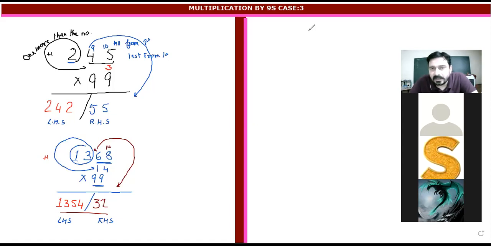Let us take the other way around. If the number is 7512 times 99, okay? So here, when you counted this 99, you got that there are two digits, so you left these two digits, and now this 75 is increased by 1, it becomes 76. So you have to subtract 76 from this number.